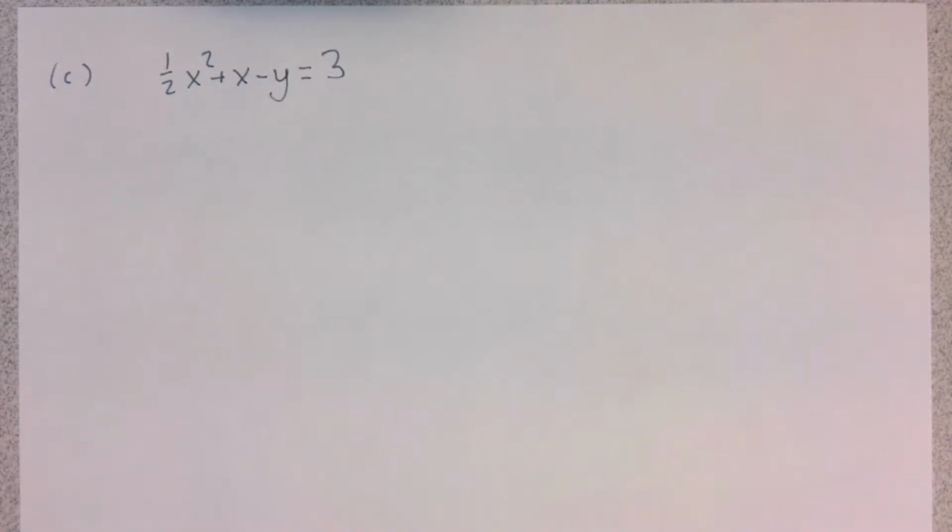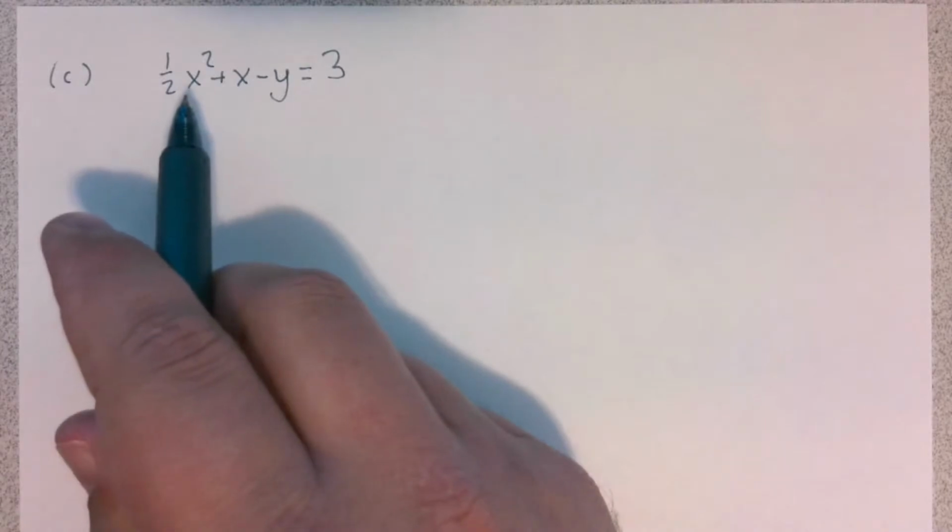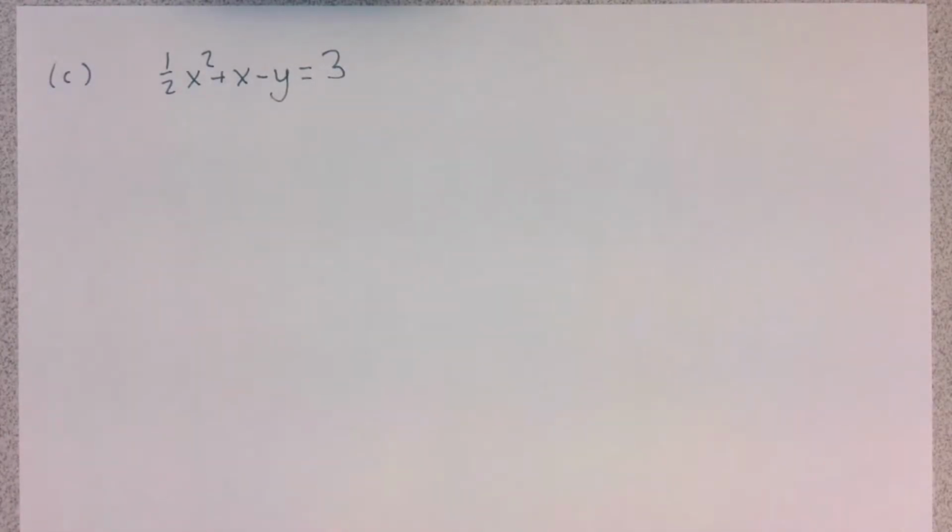Hello everyone. Today we're going to finish section 2.2, parts C and D. So we need to find the vertex, x-intercepts, y-intercepts, and then graph these functions. So for C, we have 1/2 x squared plus x minus y equals 3. Before we can do any of that, we need to get it in standard form.